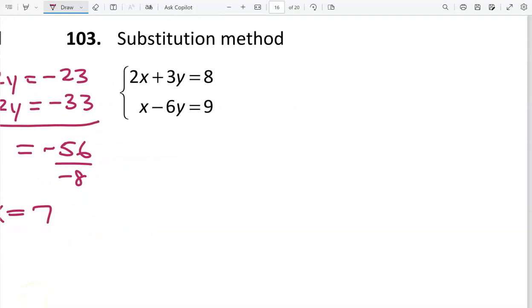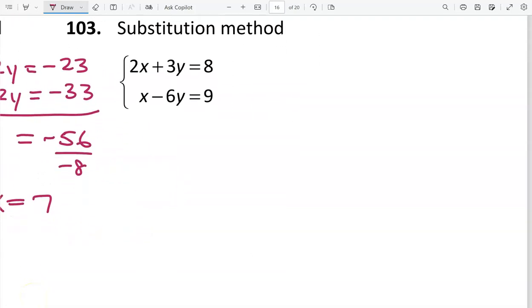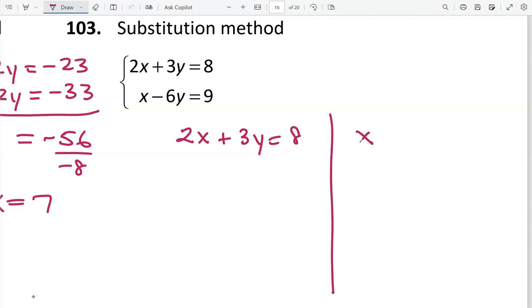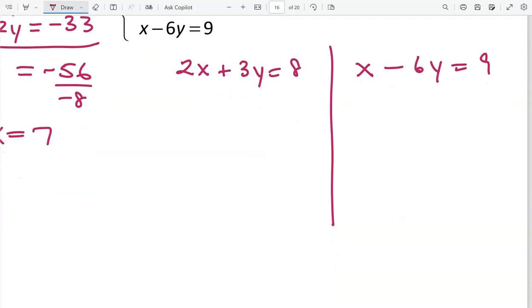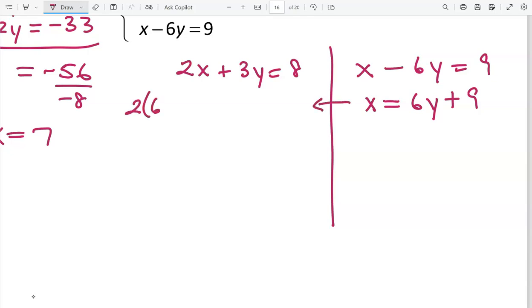For number 103, we're asked to use the substitution method. I like to use a 2-column approach. So let's write one equation in one column and the second equation in another column. Of the two, pick the easier of the two equations to solve for a variable. The easiest thing to do is to solve that second equation for x. Now let's take that and replace the x in the first equation with 6y plus 9. So 2 times 6y plus 9 plus 3y is equal to 8.